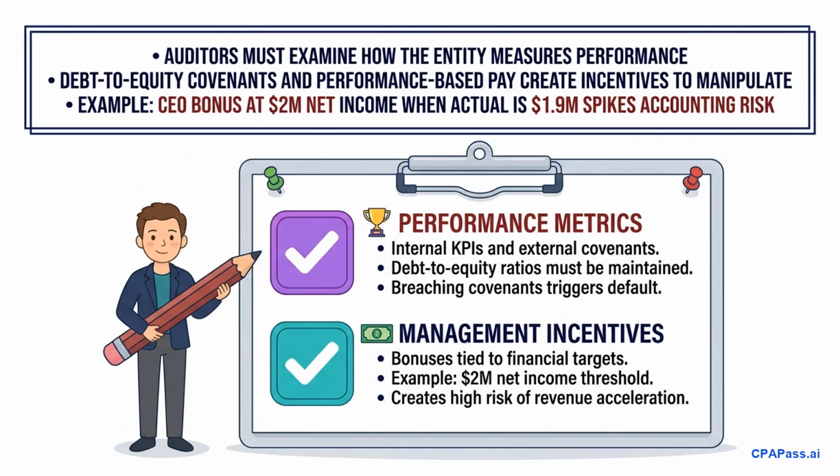For example, if a CEO's contract triggers a $500,000 bonus only if net income exceeds $2 million, and the actual pre-adjusted income is $1.9 million, the risk of aggressive accounting spikes dramatically. Management has a strong incentive to accelerate revenue or delay expenses. As an auditor, identifying these performance measures and compensation structures tells you exactly where to expect bias and potential management override of controls.